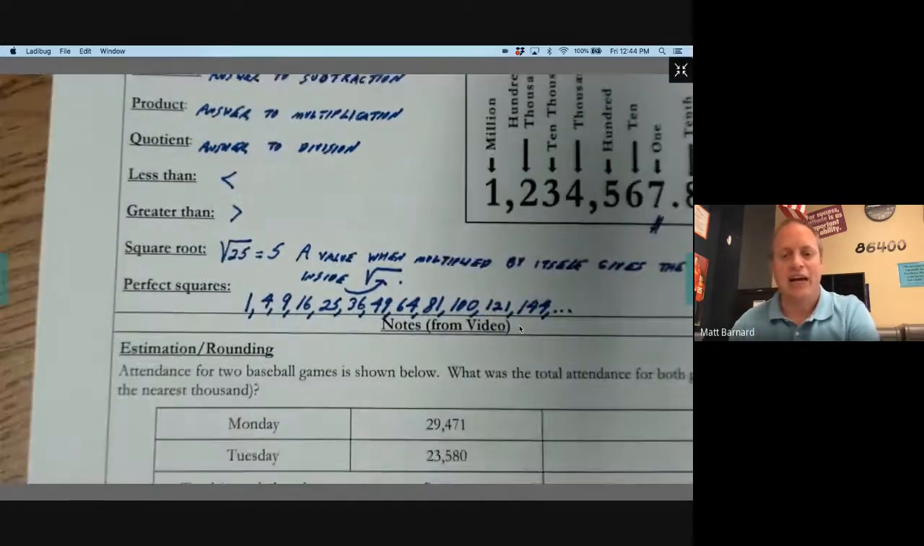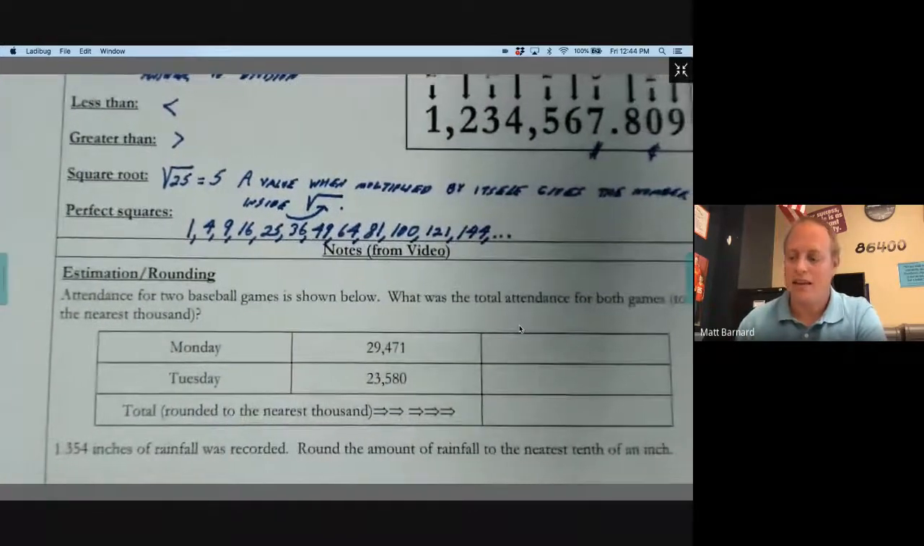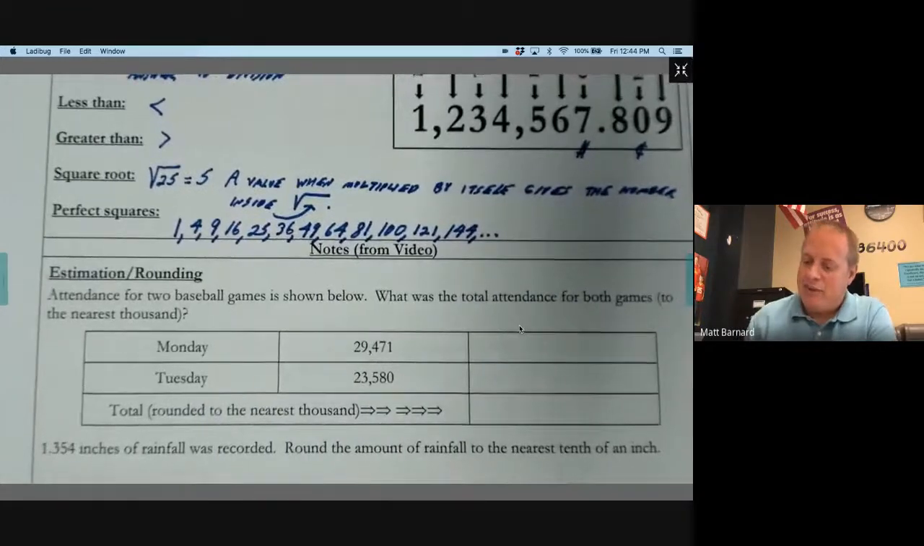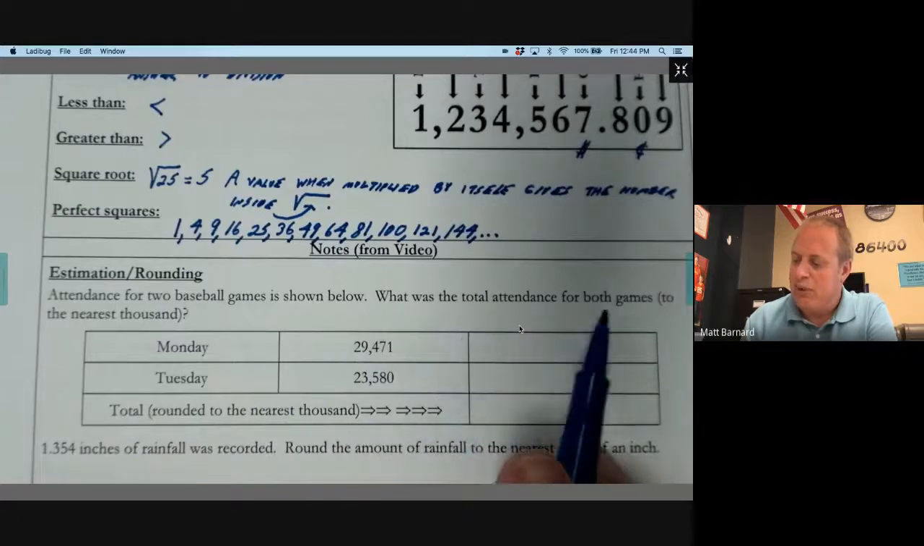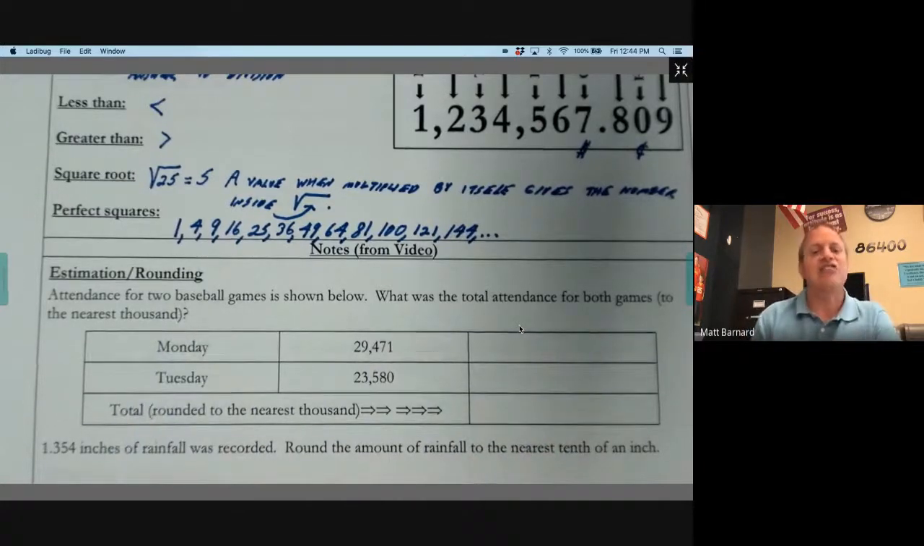And we're going to get into that right now. In fact, here's what we have. We have attendance for 2 baseball games as shown below. What was the total attendance for both games to the nearest 1,000? Let's talk about how to round.